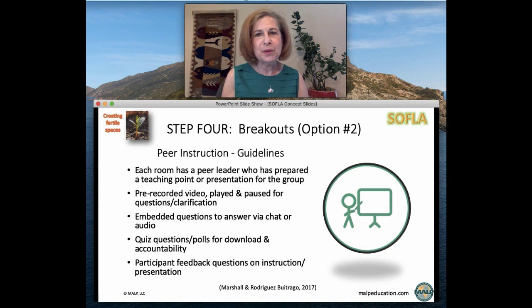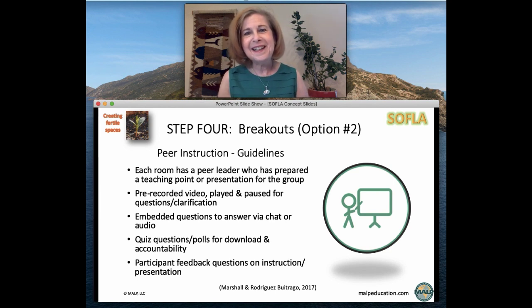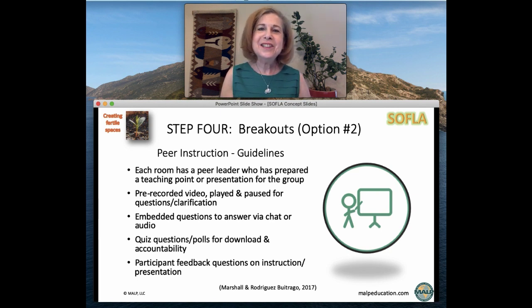Now, this component, and I don't know which article you read, but one of the articles was co-authored by Carolina Rodriguez Buitrago from Bogota. And we have worked together for years on flipped learning. And she was the one who helped me and did actually most of it for the peer instruction component of my grammar course. So the way it works is that each room has a peer leader because they're not doing it in front of the whole class. Peer teaching needs to be small group. It's part of the breakout idea so that they don't get too nervous. They have a small group.